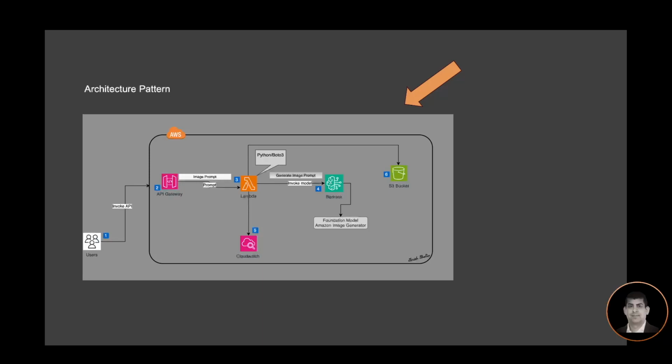Let's look at our architecture pattern. We have a user that's invoking the API via API Gateway and passing the image prompt. The prompt is being passed to a Lambda function, which is written in Python with the Boto3 library, and passing the prompt by invoking a Bedrock API. Underneath the Bedrock API, the foundation model is Amazon Titan image generator, and the image is being generated and stored in an S3 bucket, and of course there is CloudWatch to log all the events.